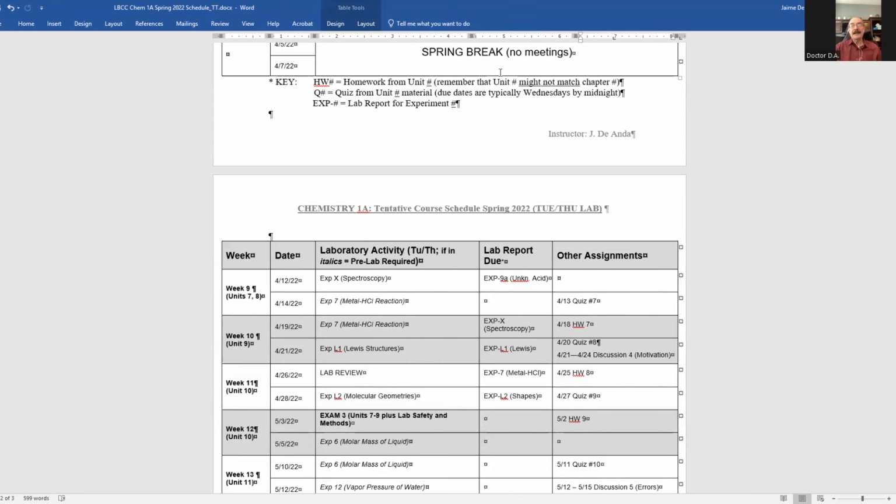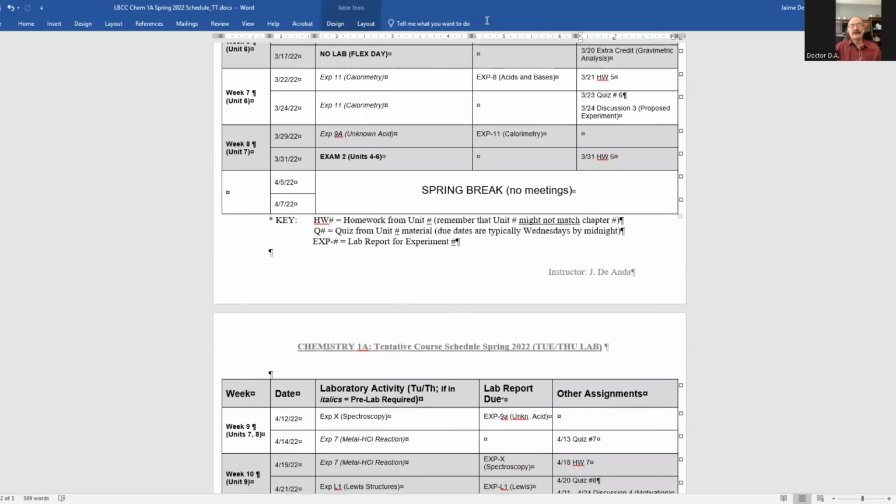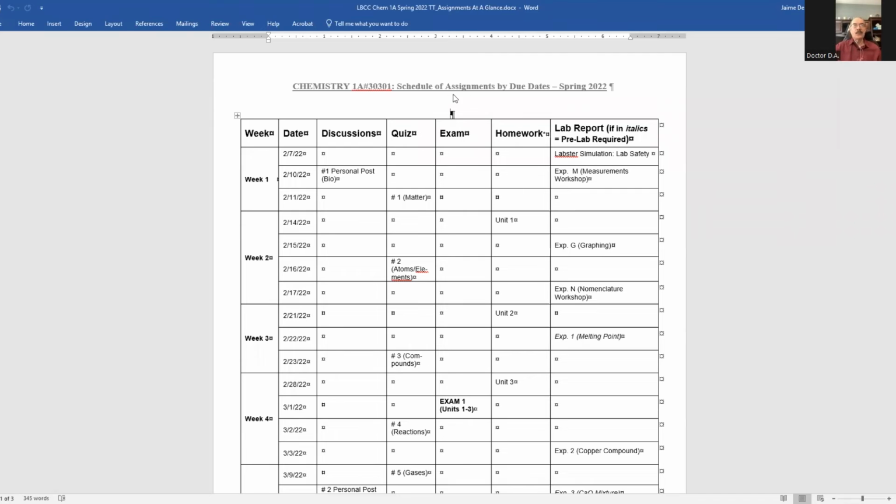Now, another thing that I have here is another handout that you can see, and that is just an at-a-glance look at the different assignments. And this is, again, the one for the Tuesday, Thursday group. This is section 30301 if you're in the spring 2022 semester. What this has is, again, the weeks, but this one simply has the different kinds of assignments and when they are due. So you can also use this. Of course, your Canvas calendar will also list these out.